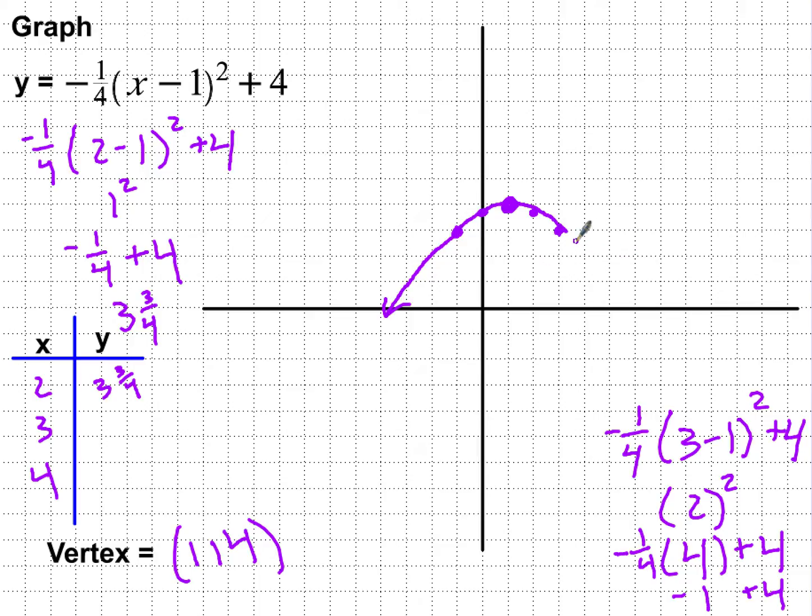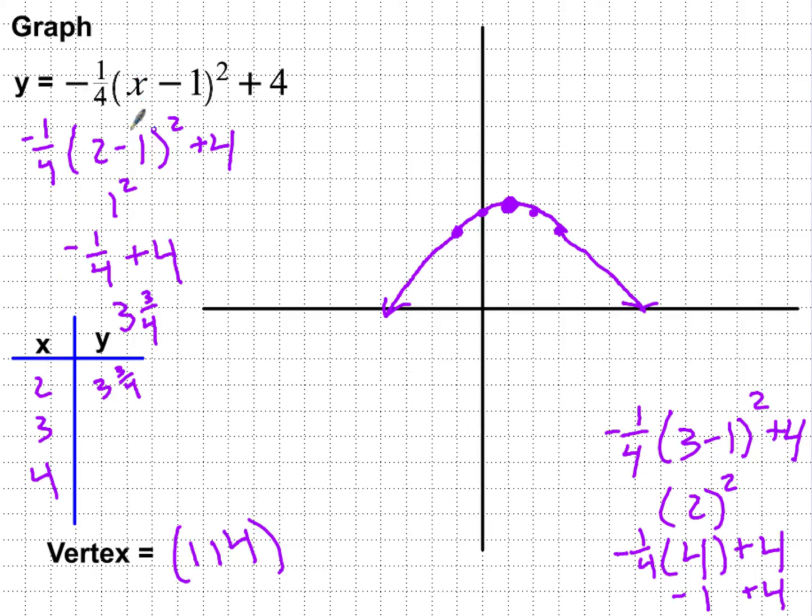So I can just keep going. Okay, so there's my parabola. I could have checked 4. I would have gotten, I don't know exactly what I would have gotten, but it would have been somewhere between 2 and 3, I'm guessing. Okay, maybe between 1 and 2.